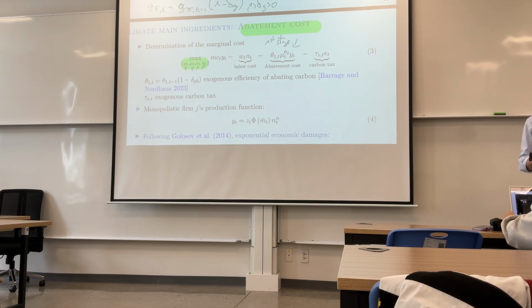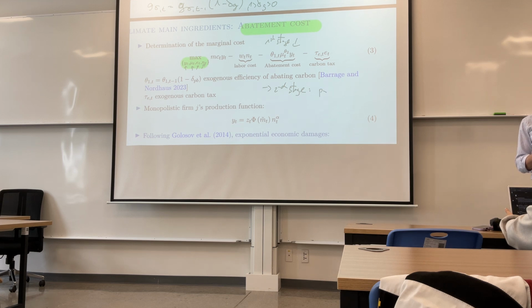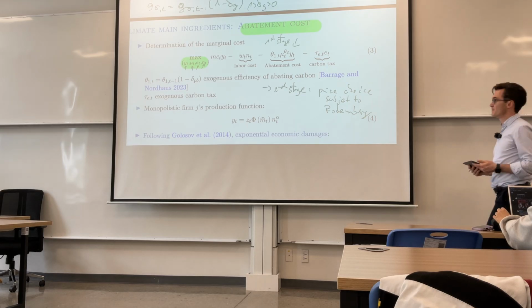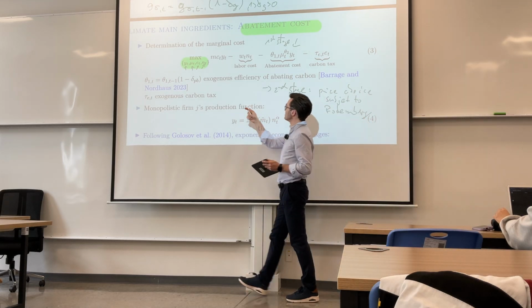And then the second stage, the firm manager chooses the price subject to the price adjustment costs. Okay? So price choice subject to adjustment costs. I'm just going to write Rotemberg, right?